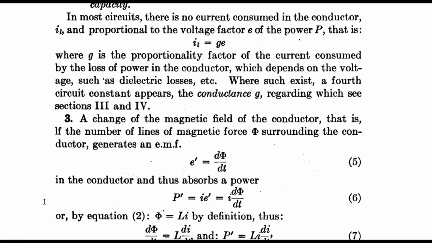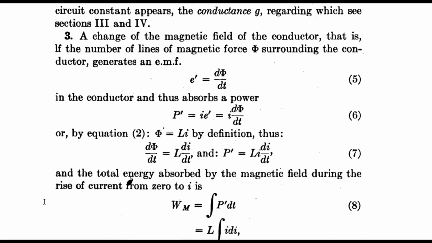to the voltage factor E of the power P. That is, I sub L is equal to G times E, where G is the proportionality factor of the current consumed by the loss of power in the conductor, which depends on the voltage, such as dielectric losses. Where such losses exist, a fourth circuit constant appears, called the conductance G. For further details, refer to sections 3 and 4.